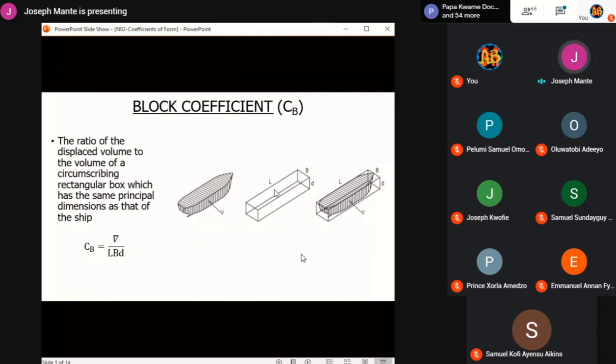So for you to get its fineness or its volume, then you need a certain rectangle. For instance, when you have a stone and you want to calculate its volume, when you put the stone in a jar of water, the water that will come out or that will fall, you can weigh that particular water and see that is the volume that the stone has occupied. So that is the exact principle we are going to portray here. So we are saying the ratio of the displaced volume to the volume of a circumscribing rectangular box, which has the same principal dimensions as that of the ship. And we are saying that the CB is equal to, that sign there is what?